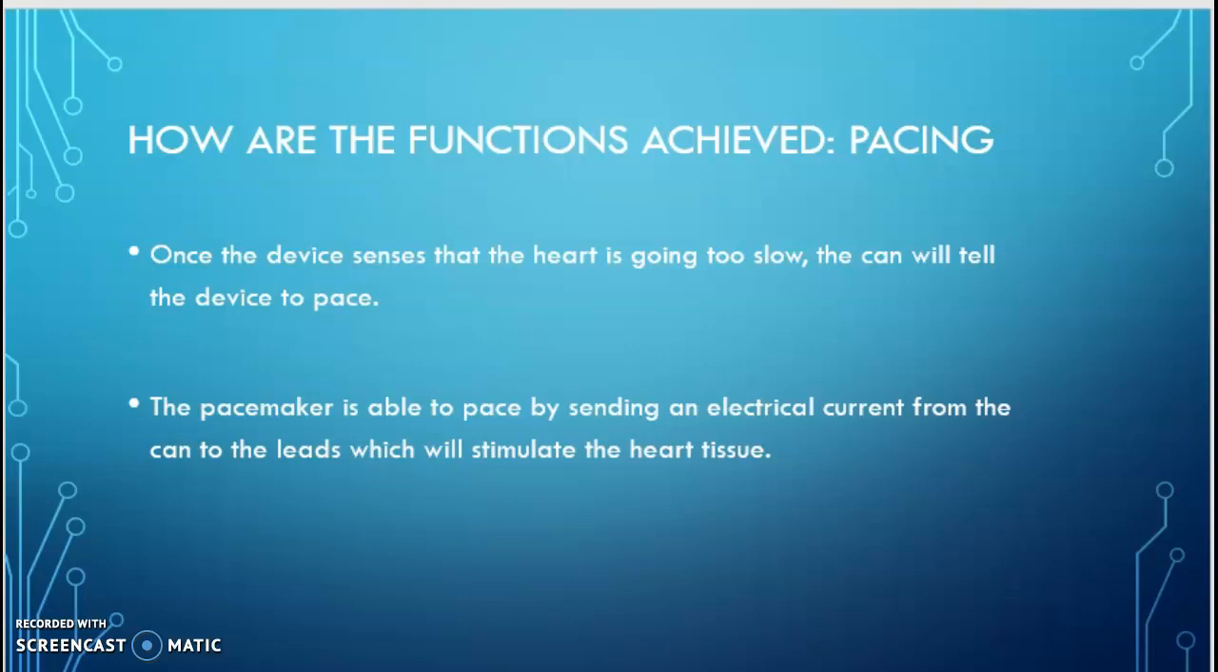So now let's talk about pacing. How is it achieved? Once sensing is achieved, remember that is the most important and first step, then the can determines if the heart rate is too slow. The can will tell the leads to start pacing the heart. The pacemaker is able to pace by sending an electrical current from the can to the leads, which will stimulate the heart tissue. To pace, the can needs to send enough electrical current through the leads to contract the heart. Every patient's heart is different, so the device needs to adapt the electrical current for each patient. We will get into that later, but that is what we call threshold.